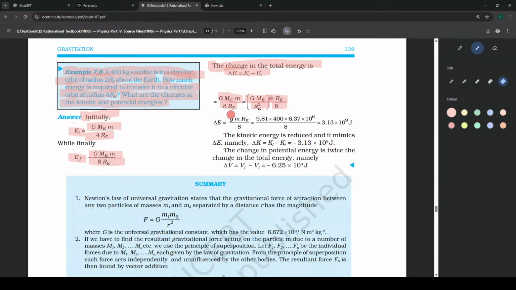Basically, they took GME by RE square common outside, and they took it as the acceleration due to gravity on the surface of Earth. For simpler calculations, we will get it as approximately 3.13 into 10 power 9 joules. The kinetic energy is reduced and it mimics delta E. The initial kinetic energy was this much, but it got reduced, but the potential energy has increased.